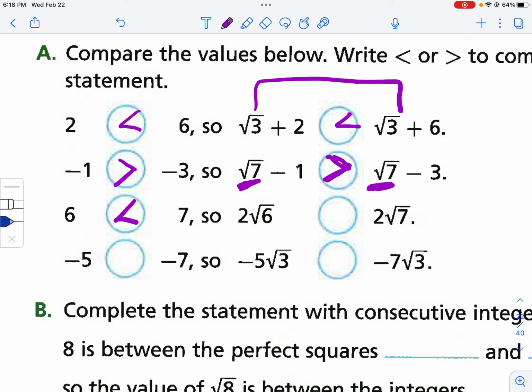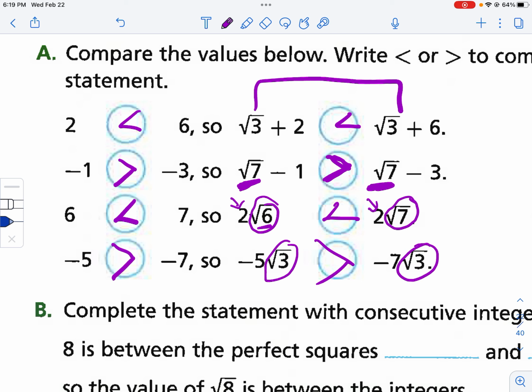Oh, but we did something different over here. We multiplied by 2 the square root of 6 and 2 the square root of 7. This part right here is still going to be smaller than this part right here, and we multiplied it by 2. So that means this is still less than. Negative 5 is going to be greater than negative 7. All we did was multiply by the exact same thing. So this is still going to be greater than that right there.